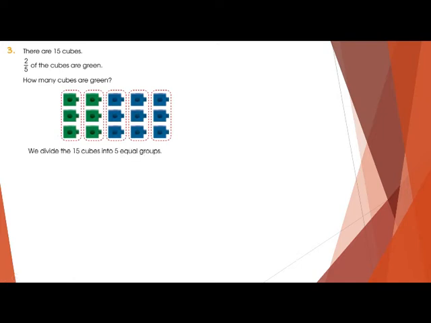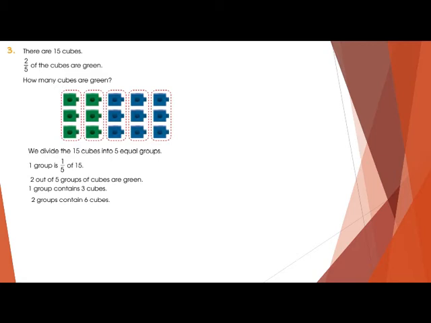We divide the 15 cubes into 5 equal groups first. Then one group contains 1 upon 5 of 15. So 2 out of 5 groups of cubes are green. One group contains a total of 3 cubes. How did I get this? Because I know that 5 ones are 5, 5 twos are 10, 5 threes are 15. That's why I can say that one group contains 3 cubes.